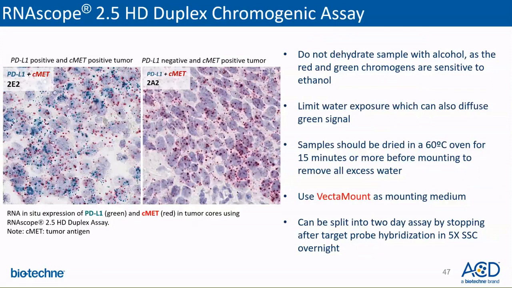In the chromogenic duplex assay, your C1 probe will be visualized in green and your C2 probe will be visualized in red. A few critical points to note here are sensitivity of both the red and green chromogens to alcohol. Therefore, these should not be dehydrated using alcohol prior to mounting. Additionally, in a duplex, you are detecting two targets and the assay duration is therefore lengthier. We recommend that you consider splitting this assay into 2 days.